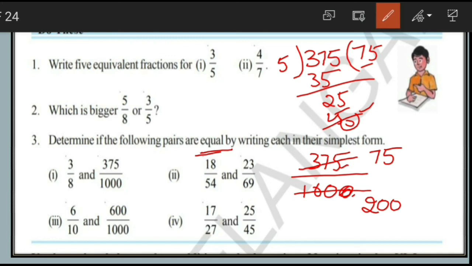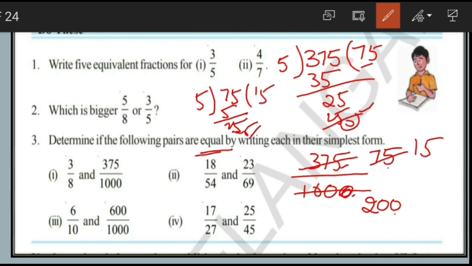Once again we have the 5 as common factor. Once again divide with 5. So 75 by 5, we know that 5 ones are 5, 25, 5 5s are 25. That means we get 15 here. Similarly divide this 200 with 5. We know that 5 4s are 20, 5 40s are 200.